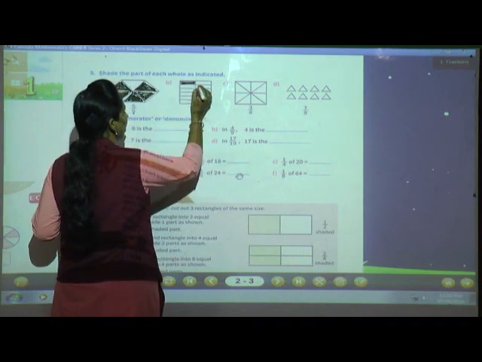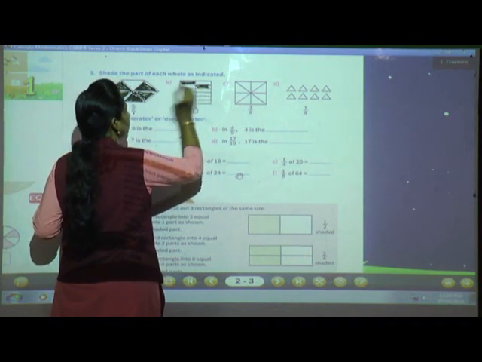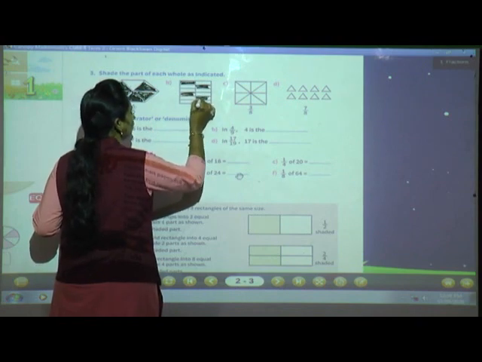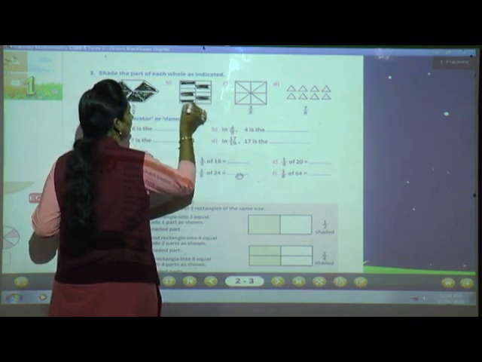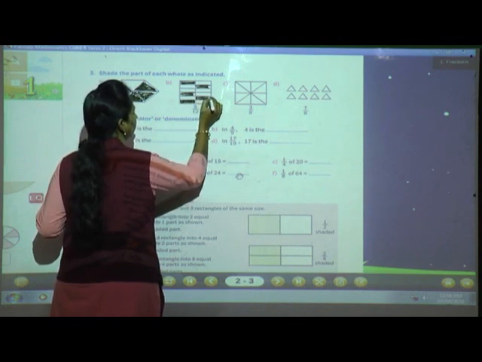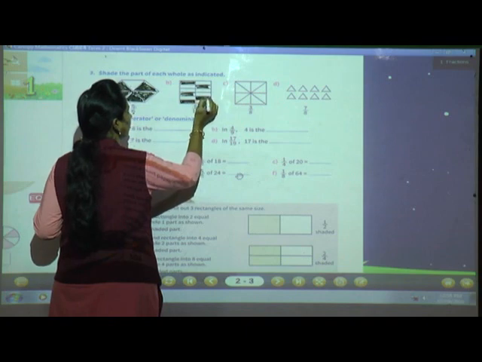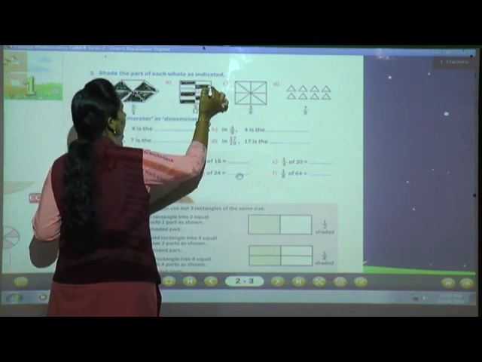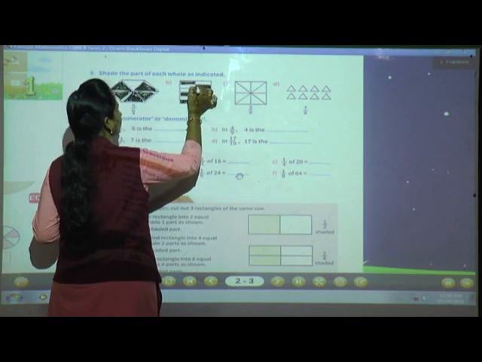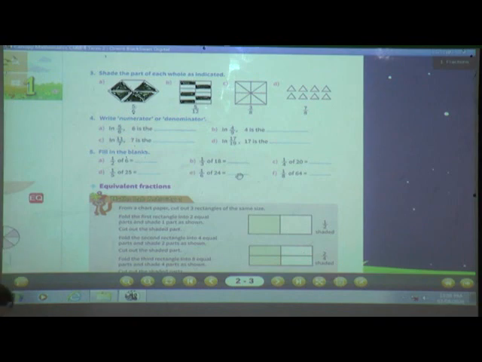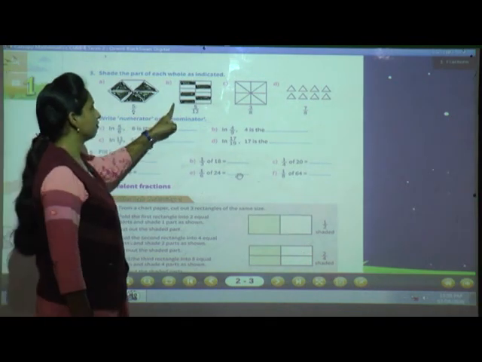See how I color 1, 2, 3, 4 and 5. Color properly. Okay. In this way. Isn't it looking good? Yes. We have colored 5 parts.